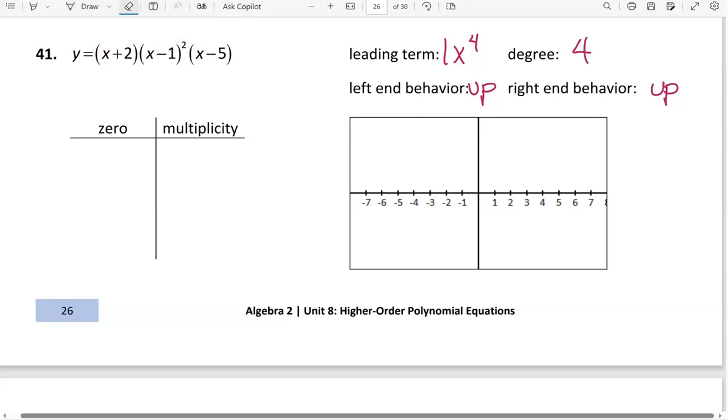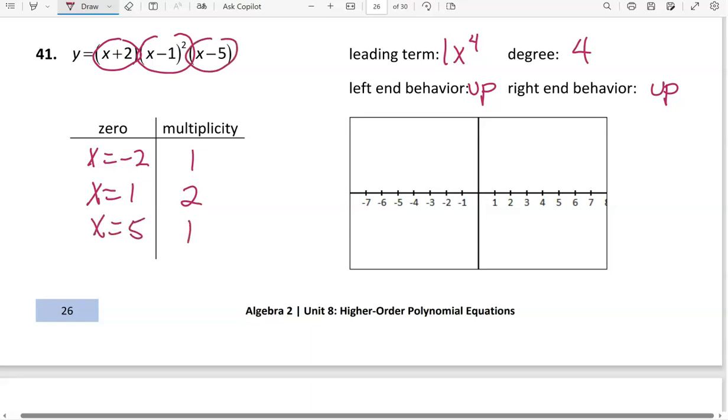Now let's take a look at each of our factors. X plus 2 is equal to 0 when x is negative 2. It has multiplicity 1 since it's raised to the first power. X minus 1 is equal to 0 when x is 1. This has multiplicity 2 since it's raised to the second power. X minus 5 is equal to 0 when x is 5. This has multiplicity 1 since it's raised to the first power. So let's graph each of our zeros at x equals negative 2, x equals 1, and x equals 5.